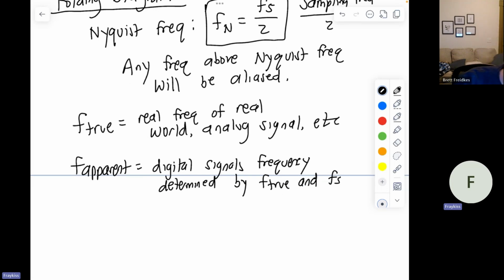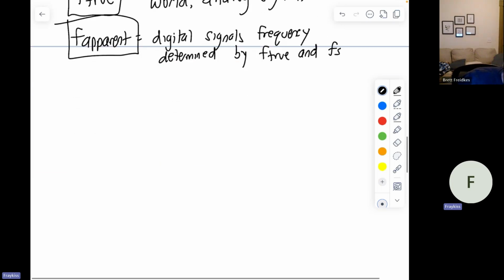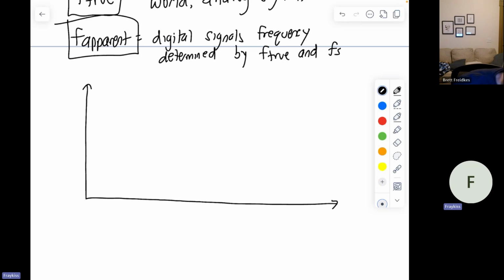And the reason why these three concepts are important is because we will use them in what's called a folding diagram. So a folding diagram, the way that it works is that if I draw a graph, I'm going to say that this x-axis is going to be the ratio of F true to the Nyquist frequency. And we're going to do an example to illustrate this. But if I have some true frequency, let's say it's 50, and my Nyquist frequency is 10, I can take the ratio and get a number. And that number will be plotted here.